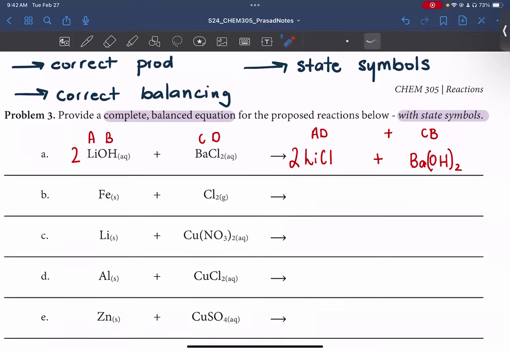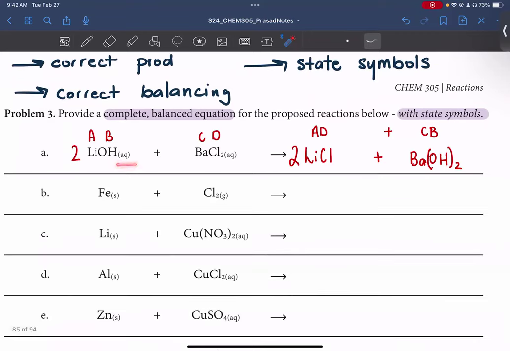Finally, we must include state symbols. I've helped you out by identifying the state symbols of the reactants already, so you just need to identify the state symbols of the products. Now let's bring out our solubility table. We're going to first start with the chlorine species. If the compound contains a chlorine, so we're looking at the second row, then it is usually soluble. The only exceptions are silver and lead, neither of which are present here. Therefore, lithium chloride is aqueous.